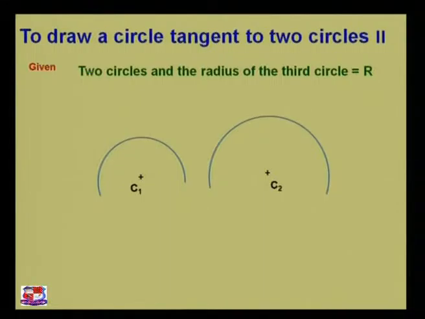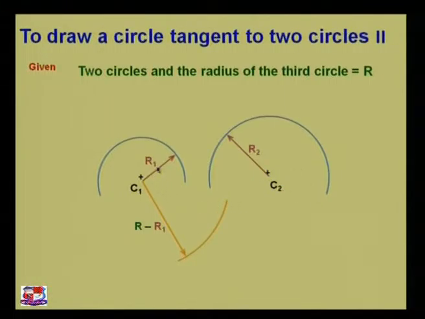We need to draw a circle tangent to the two circles. Over here the arc radius has been given as r. This is our center C1 and this is our center C2. We have the radii of these circles: the radius of the C1 circle is r1, and the radius of the other circle is r2 for the C2 circle.